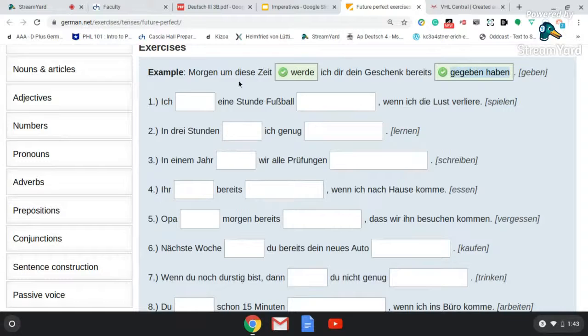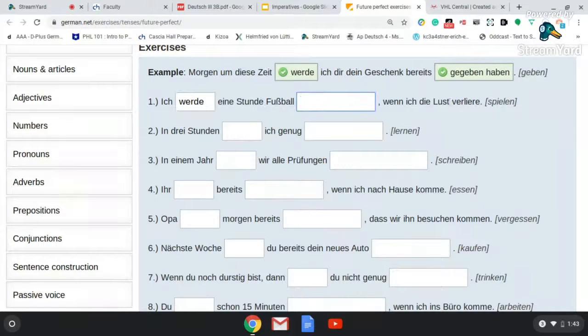So here are some examples. We'll go through these. "Ich blank eine Stunde Fußball." Here's an example where it's not all going to go to the end because it's got another clause coming after it: "Wenn ich die Lust verliere," if I lose interest or the desire to play. So we'd say "ich werde." You've got to know how to conjugate werden, and it's in the Quizlet. I know it's been a little while. And the verb is spielen.